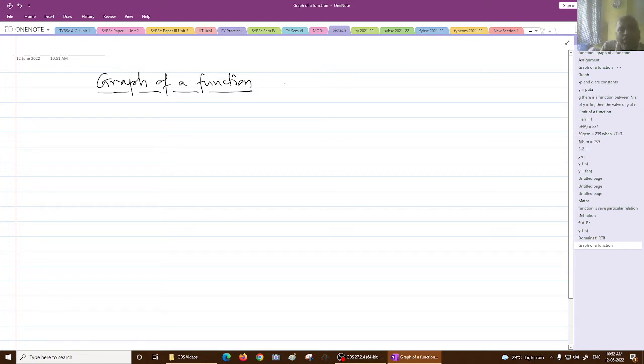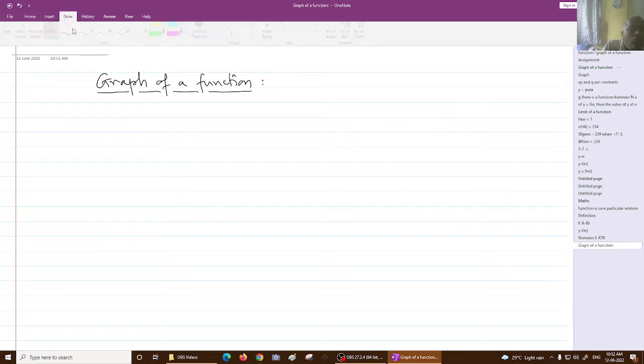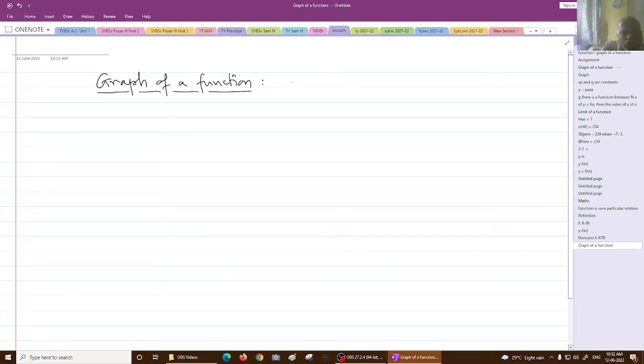Graph is basically a pictorial representation. We have also seen these types of pictures, which are also talking about some kind of functions and so on. But that is not what we mean by graph. It's going to be a different kind of picture. It's of course a pictorial representation.